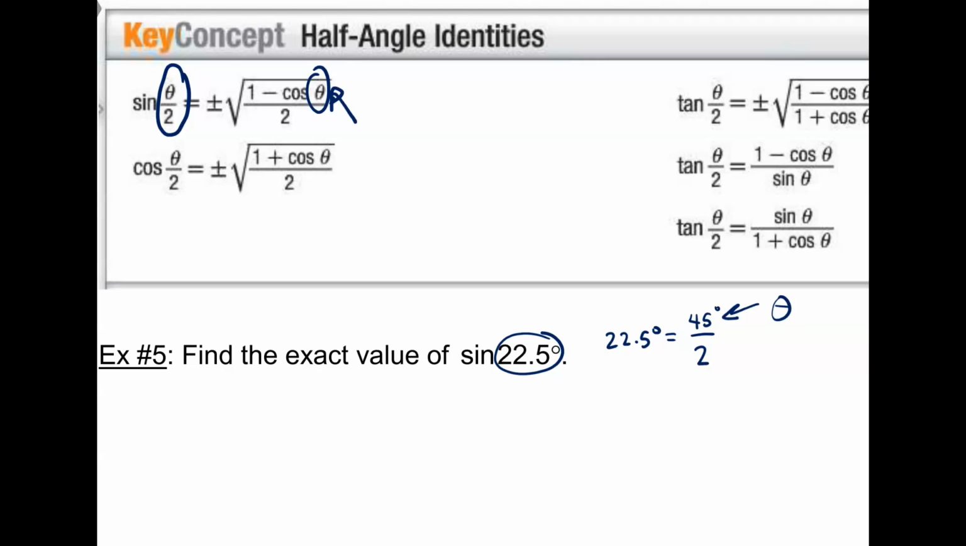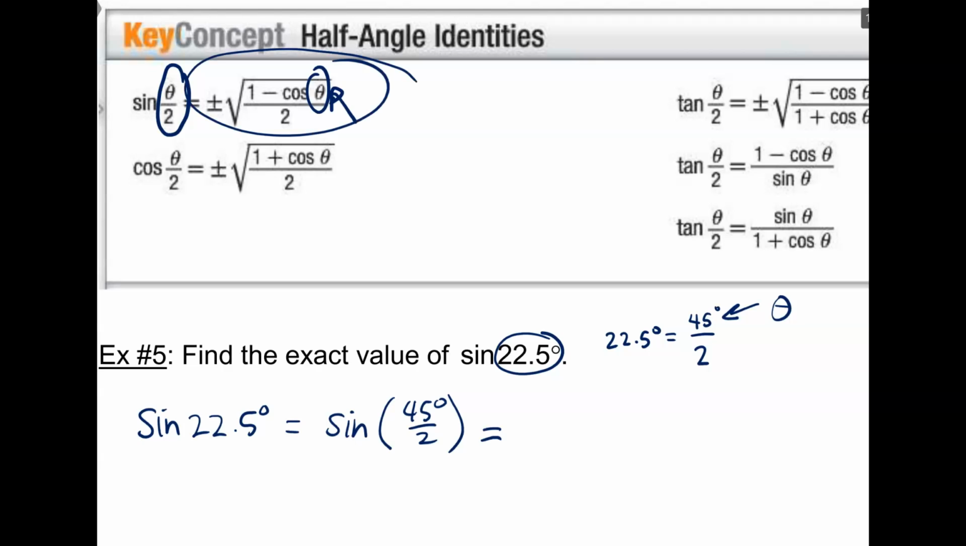Okay, so let's find this. Sine of 22.5 degrees is the same thing as taking sine of 45 degrees over 2. And then I could just plug in right here. Just use this equation: plus or minus square root of 1 minus cosine. What's the angle I'm plugging in again? 45 degrees. Beautiful. All over 2, square root.